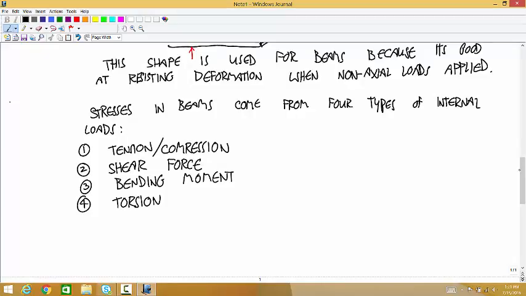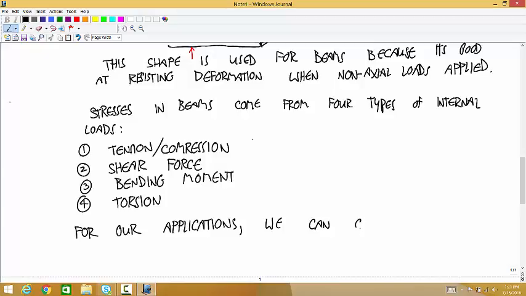And because all of the applications that we're capable of looking at require small deformations and a linear relationship between stress and strain, we sort of luck out in this way. We can calculate the stress due to these internal loads individually. So do 4 independent calculations of stress, and then just add them together to get the total state of stress.